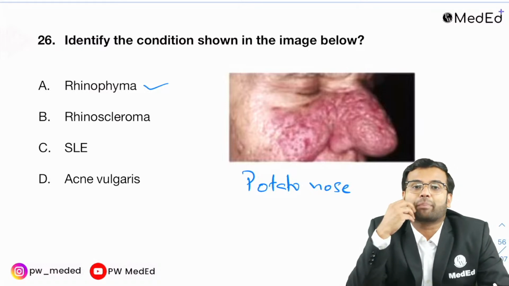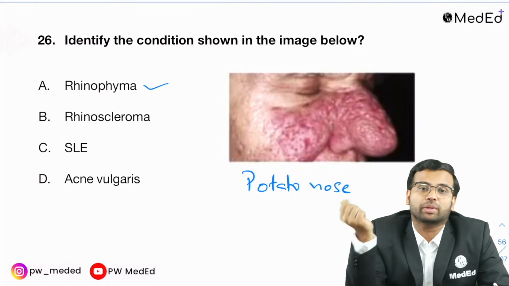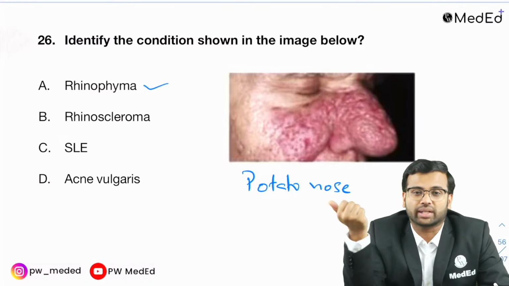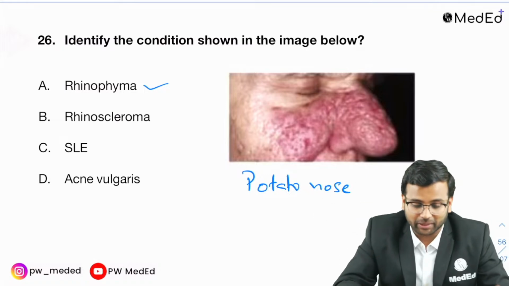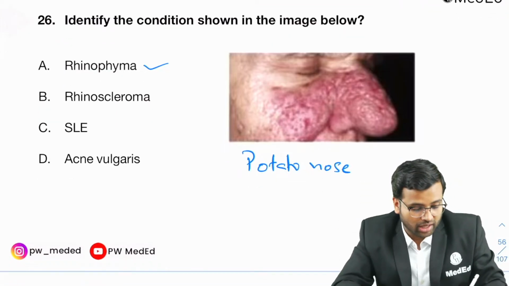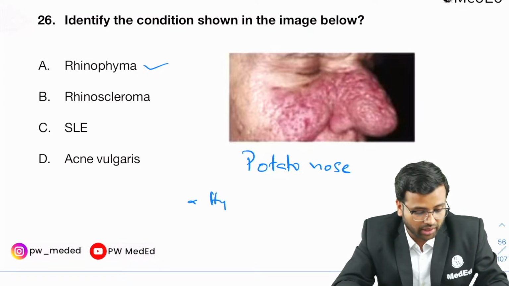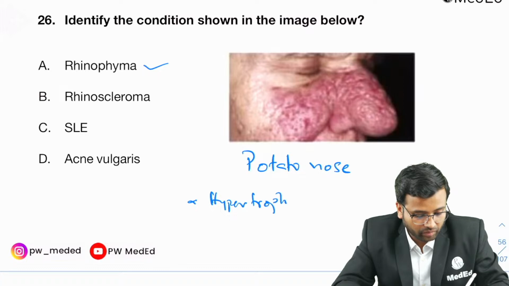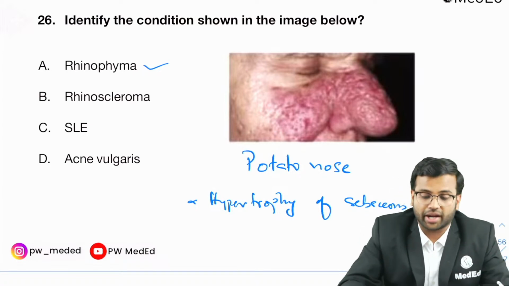Now what is happening in this rhinophyma? What is the gland that goes into hypertrophy here? Is it a sweat gland? Is it a sebaceous gland? Or is it something else? Yes, MedPsycho, it is potato nose. So there is a hypertrophy of the sebaceous glands when it comes to rhinophyma.